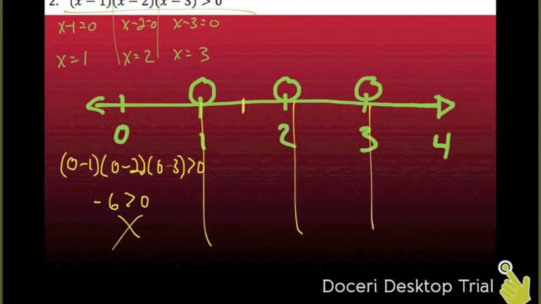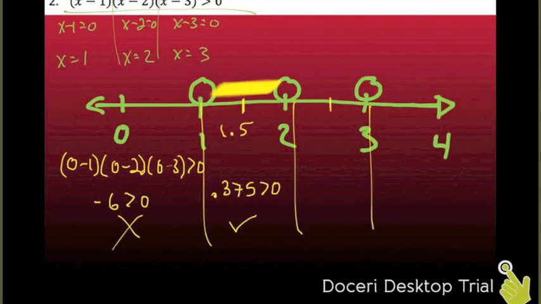Now you need to pick a number in here. I would pick something like 1.5. I'm not going to write out the whole thing. If you were doing this on an exam, you would need to write it out though. If you plug 1.5 in, you end up with 0.375 is greater than 0, which is true. So we are going to shade it in between there.